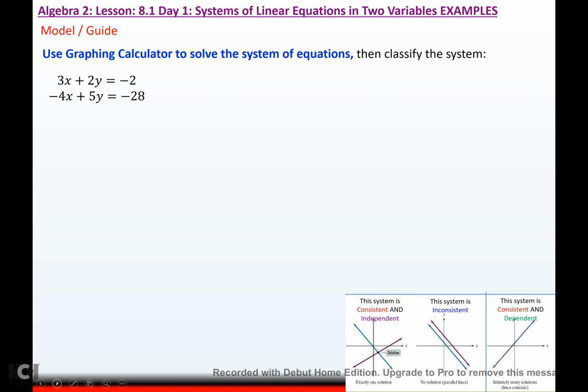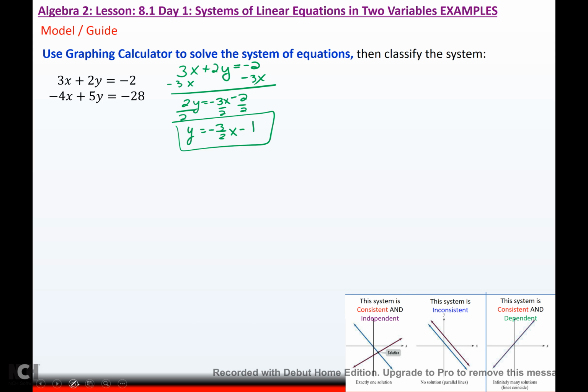So if we try another one here, the problem is I can't go to my y equals until I get y alone in both of these equations. So if I take 3x plus 2y equals negative 2, minus 3x, I get 2y equals negative 3x minus 2. Divide by 2, I get y equals negative 3 halves x minus 1.